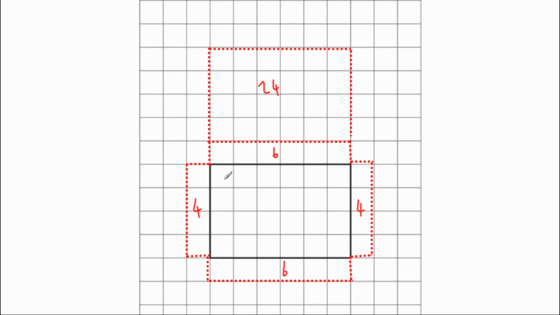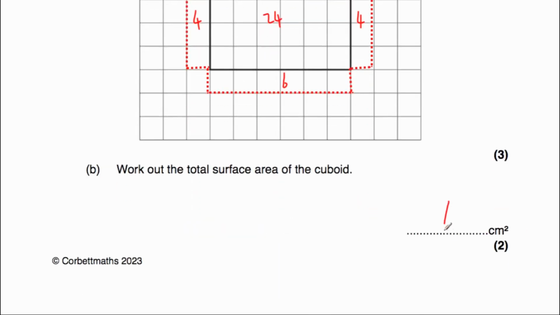And the base again would have 4 rows of 6, that would have 24. And if we add it up, 24 and 6, that's 30, 24 and 6, that's 30, so altogether that's 60, 64, 68. So that would be 68 centimetres squared.